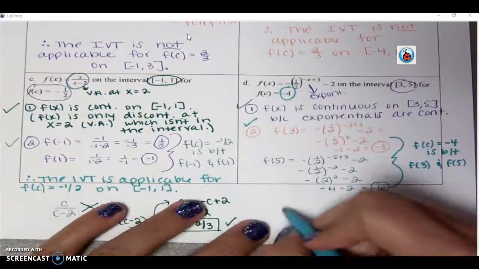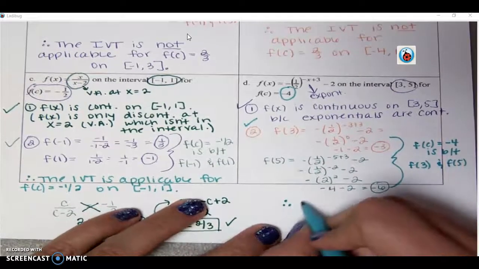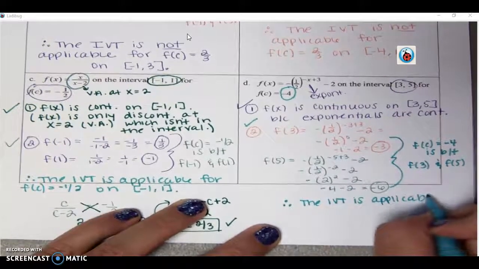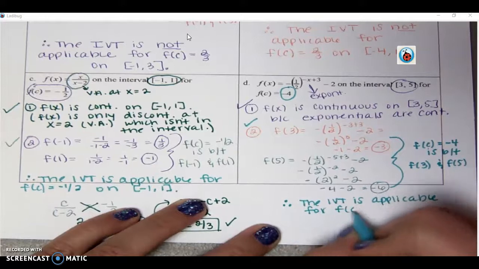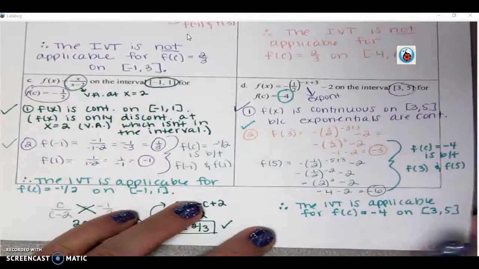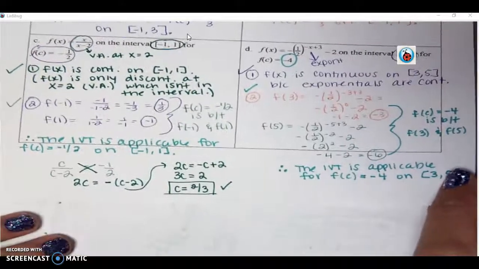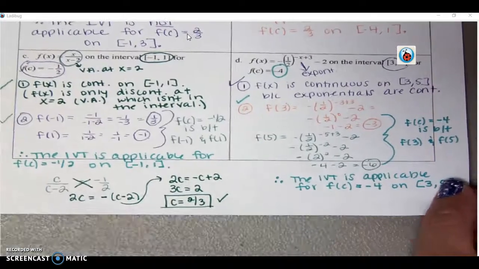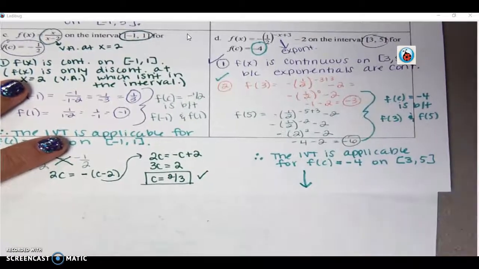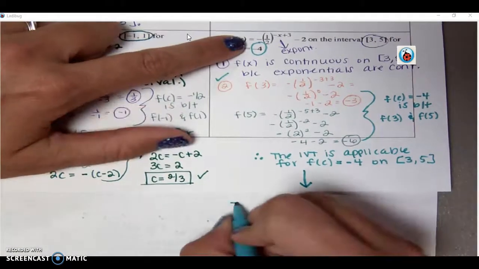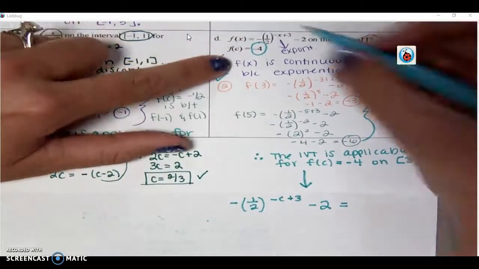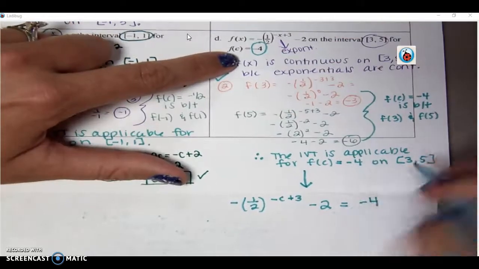So that works. So now we can say, therefore, the IVT is applicable for f of c equals negative 4 on our interval from 3 to 5. Okay, so this does mean we're going to have to figure out what c is going to be. So what you're going to do is take your equation. Everywhere there's an x, you're going to put a c, and set it equal to whatever the y value is we're supposed to get to work.